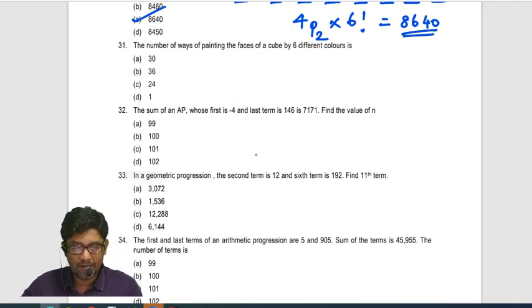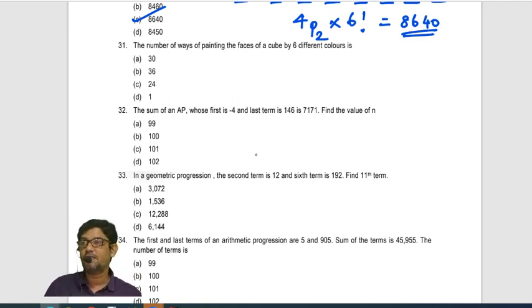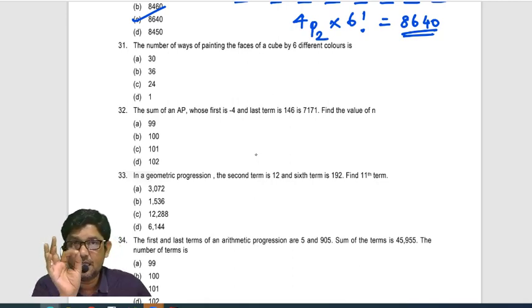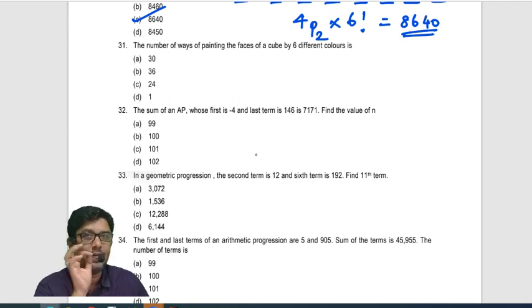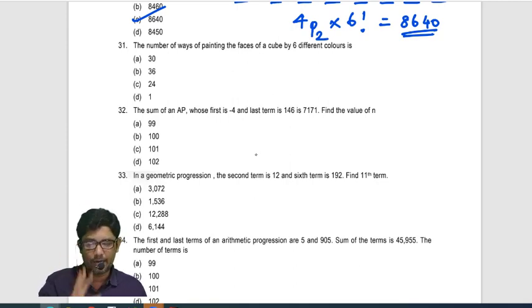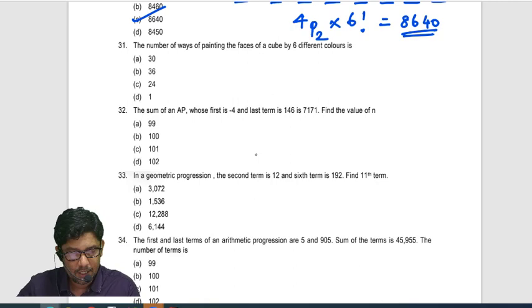The number of ways of painting the faces of a cube by 6 different colors. Guys, this is a very, very important concept. This concept question is very, very important. So far, this question has not been asked anywhere. I have seen this question in some other competitive exams, like a bank examination. So I will not take this question lightly. Please try to understand.